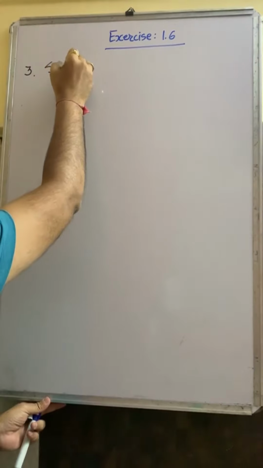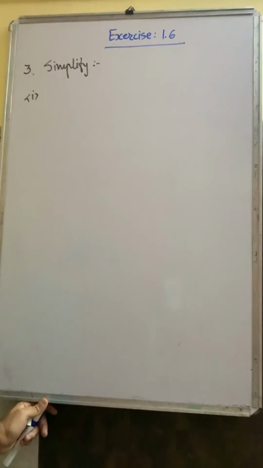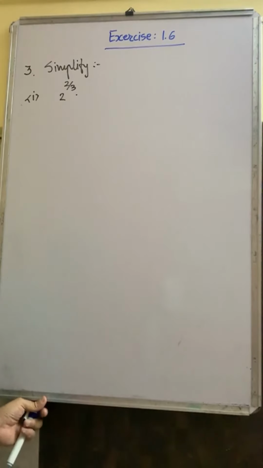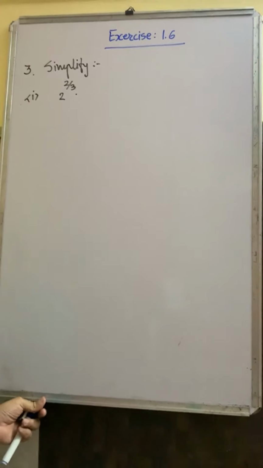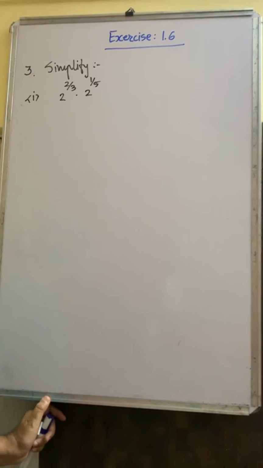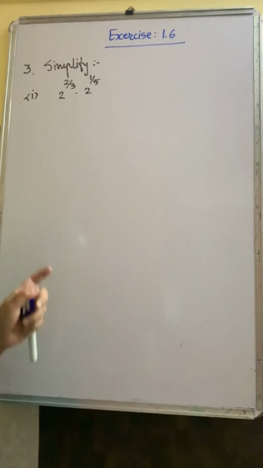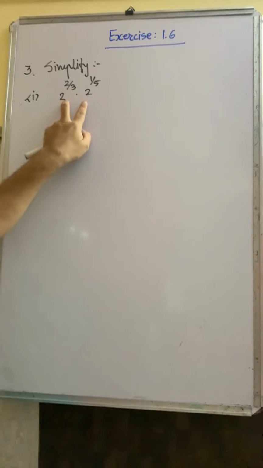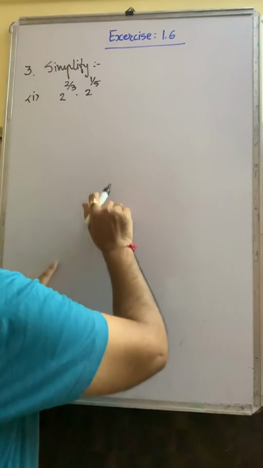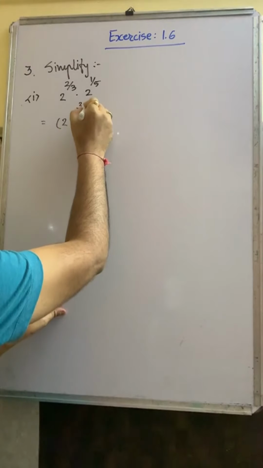Simplify. First question, 2 raised to 2 by 3 into 2 raised to 1 by 5. See here, you have to apply the law of power and indices that you have learnt. See, bases are same, and in between there is a multiplication, so you have to add the power. I can write like this: 2 raised to 2 by 3 plus 1 by 5.